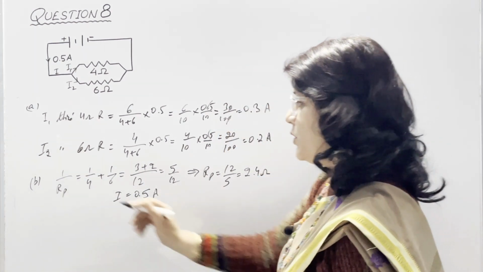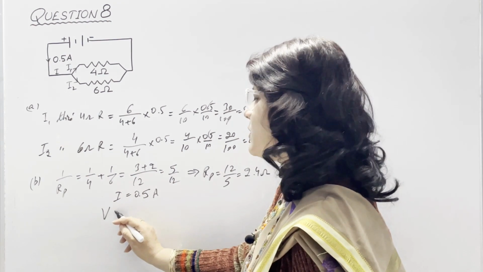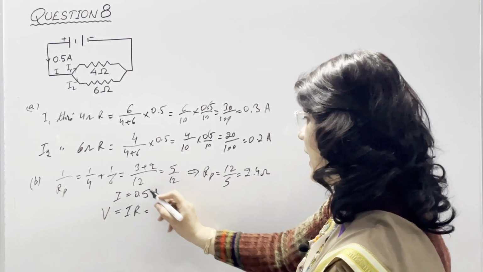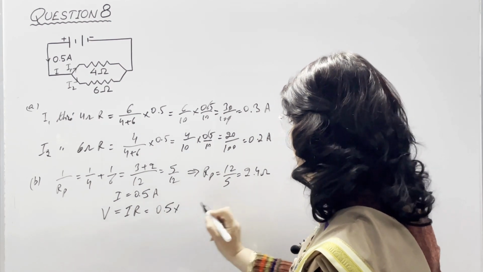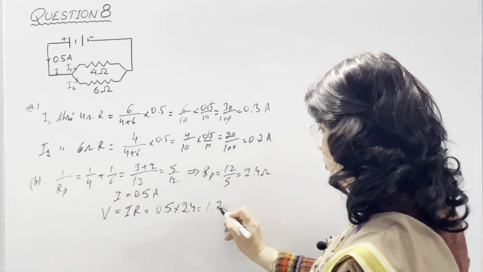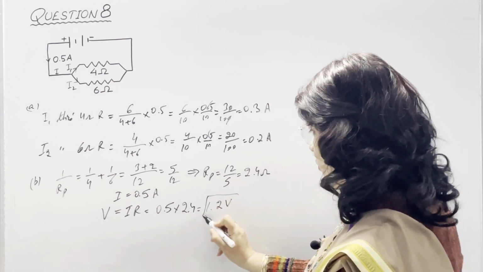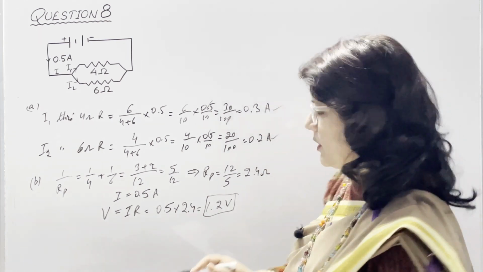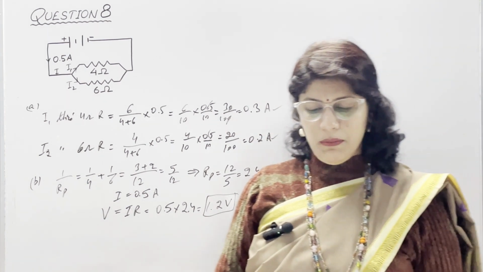Total current we know, and for calculation of potential difference, Ohm's law, V is equal to IR. V is equal to I, which is given as 0.5, and R we have just calculated as 2.4, and the answer comes out to be 1.2 volt. In the B part, this is our answer. In A part, these are the currents through two different branches.